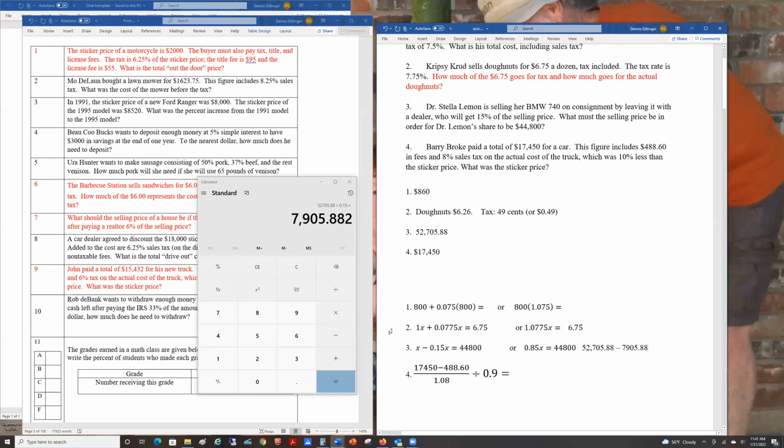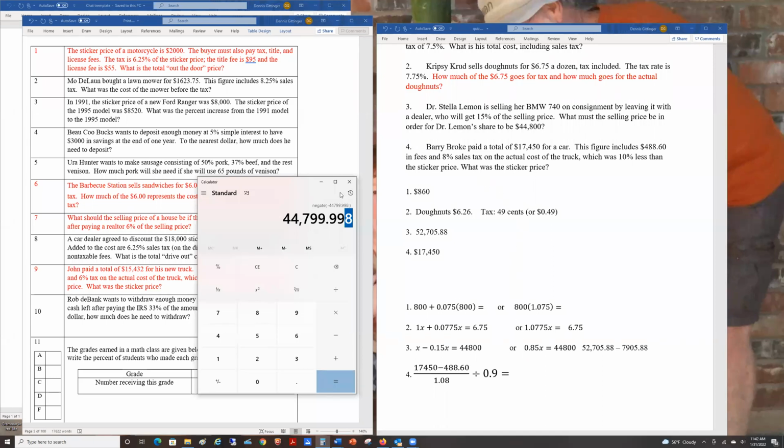And when you subtract that from 52,705 and 88 cents, you get, guess what? $44,799.998. In this case, the nearest penny, the 8 is big enough to make this 99 cents the next full dollar. So rounded off, it's 44,800, which is exactly what it's supposed to be. A little tricky.